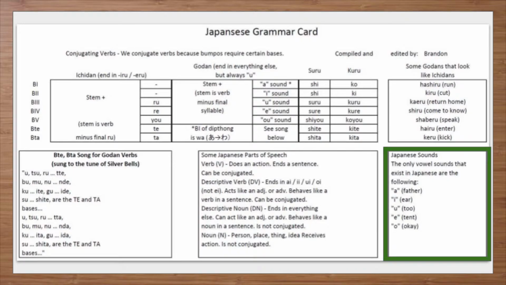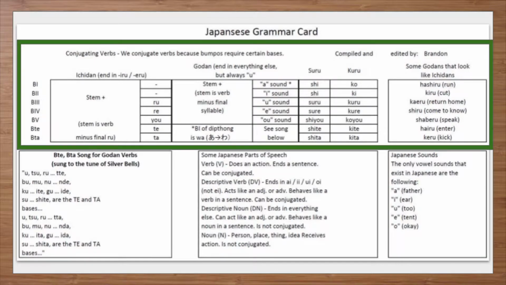Next are the Japanese sounds. We've covered this pretty well in the last video, but it's always good to review. The only sounds in Japanese are a, as in father, i, as in ear, u, the sound in too, e, as in tent, o, the o in okay.